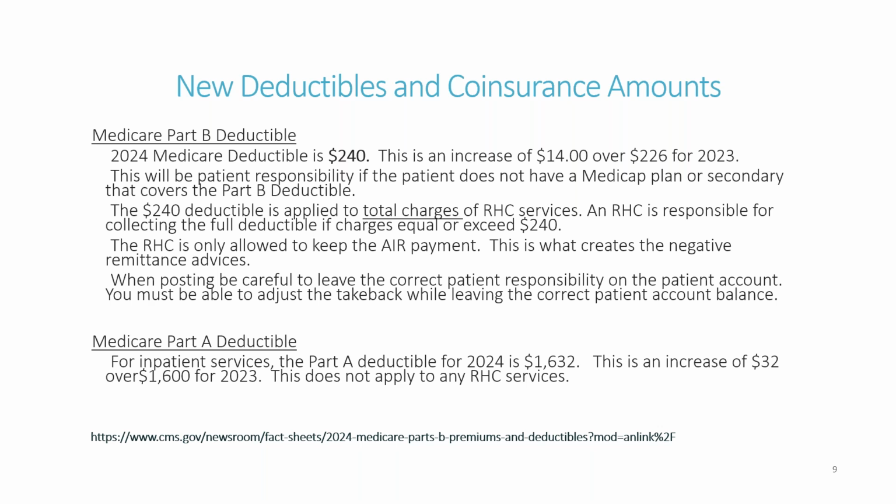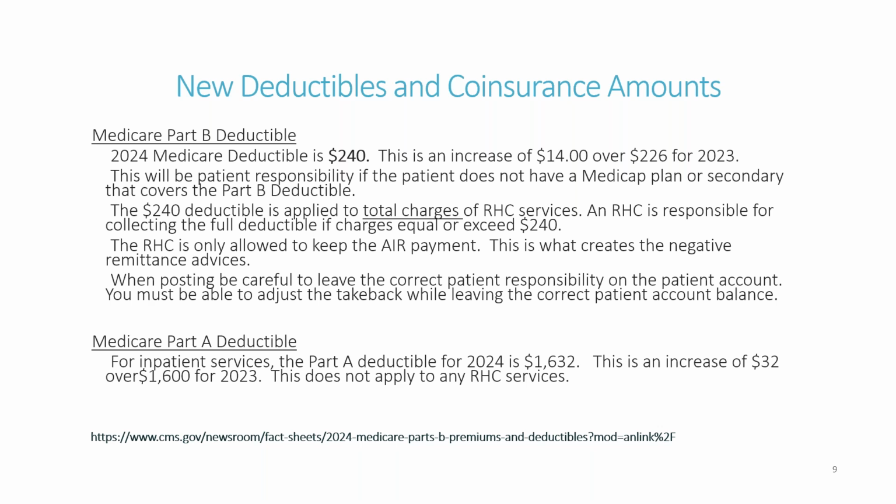If your charges are less than the 240, then you're going to collect probably your total charges for that patient, if they don't have a Medigap plan or a secondary that covers that Part B deductible. So we have to be the deductible collector for CMS, but we are only allowed to keep our AIR payment. That is what creates the negative amounts on the remits, or what we call negative remits.